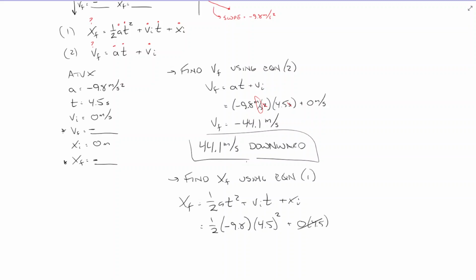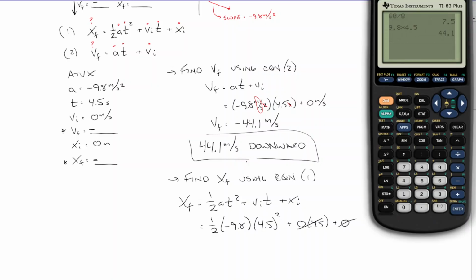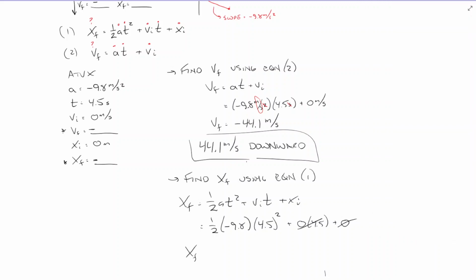Well, 0 times anything is 0. I decided to call my initial position 0. Right, so that goes away. So really, all I need to do is plug in those values. And there's a couple ways to put in your calculator. You can type in 1/2 as a fraction, and then times 9.8, and it's negative 9.8, and then times 4.5, and there's a square button here. 4.5 squared is the same as multiplying it by itself, but that should work, and I get an answer here of negative 99.2 as my final position.